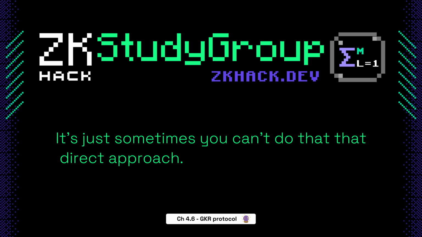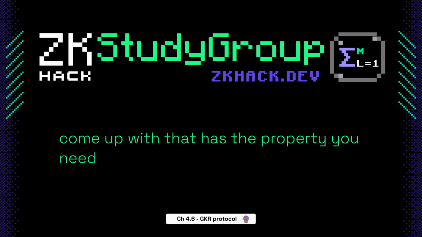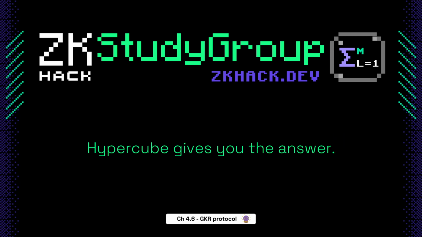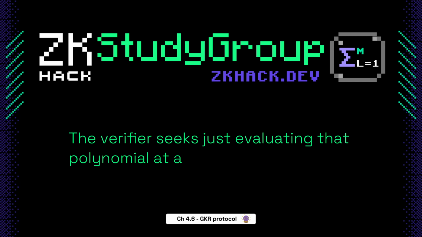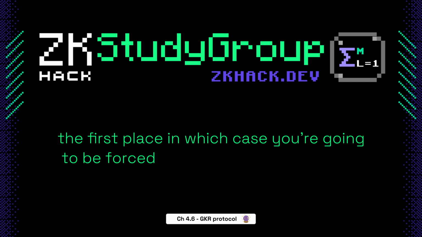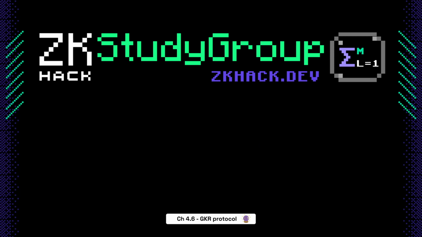It's just that sometimes you can't do that direct approach, right? Basically, because any polynomial you come up with that has the property you need, that's summing up its evaluations over the Boolean hypercube, gives you the answer the verifier seeks. Just evaluating that polynomial at a random point is as hard as solving the problem in the first place, in which case you're going to be forced to go through the circuit evaluation technique. Did that make sense? Yes, thanks.